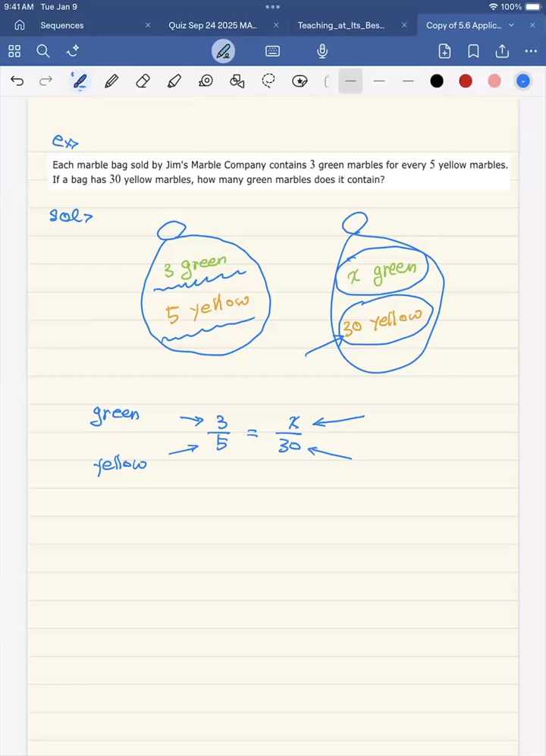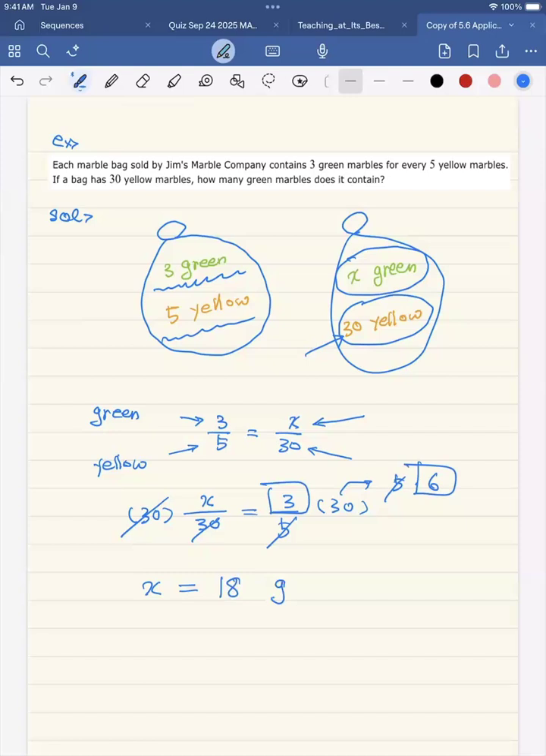After we set up this equation, we have to solve for x. To do that, we multiply by 30 on both sides. So these two will cancel each other. So x equals 30 over 5 times 3, and 30 is 5 times 6. So these two will cancel each other, and 3 times 6 will make 18. So there are 18 green marbles in the other bag.